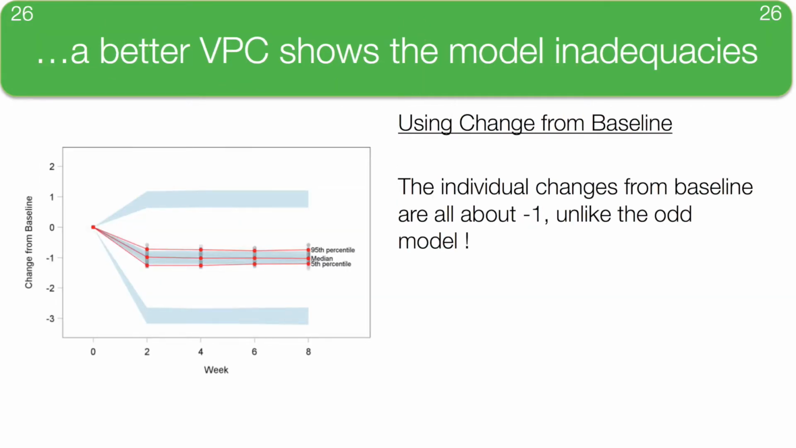It's just worth quickly mentioning, a better VPC would show the model inadequacies here. So now we have change from baseline on the y-axis against the week, and because all of the patients were being simulated with a treatment effect of around -1, the observed data, which is shown in the red, is all around -1, but the model is simulating some much wider range of outcomes. So this really would show the model inadequacies with this type of VPC.